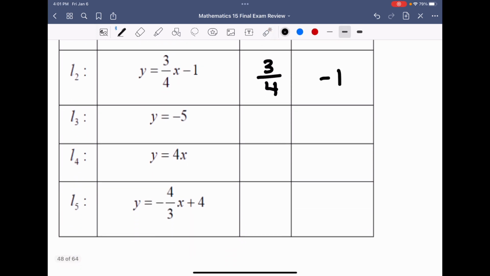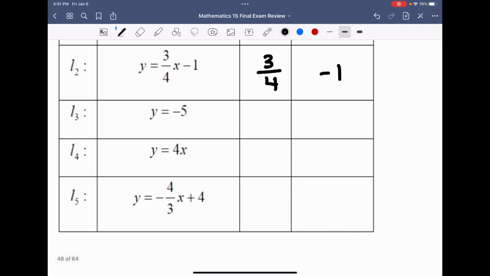We scroll down even more here to line 3. We have what seemingly looks like no x involved. If there's no x involved, we know that the slope is actually 0. So we can say slope is 0. There's no m value. M is equal to 0. What is the constant term? Negative 5, which becomes our y-intercept.